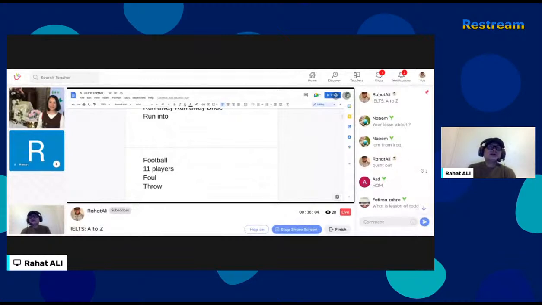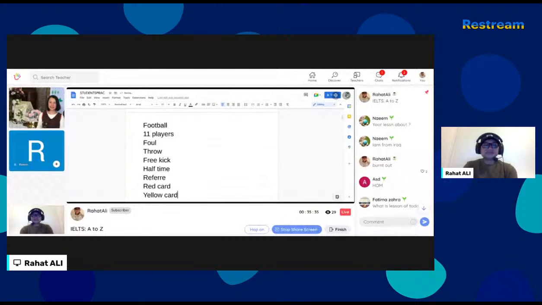Foul, throw, free kick, half time. These are some related words. Then referee, yellow card, red card, blue card. So, all words related to football. Red card, I think, is it blue or green? I forgot. Anyway, I'm just trying to explain what words we need when explaining a football match.